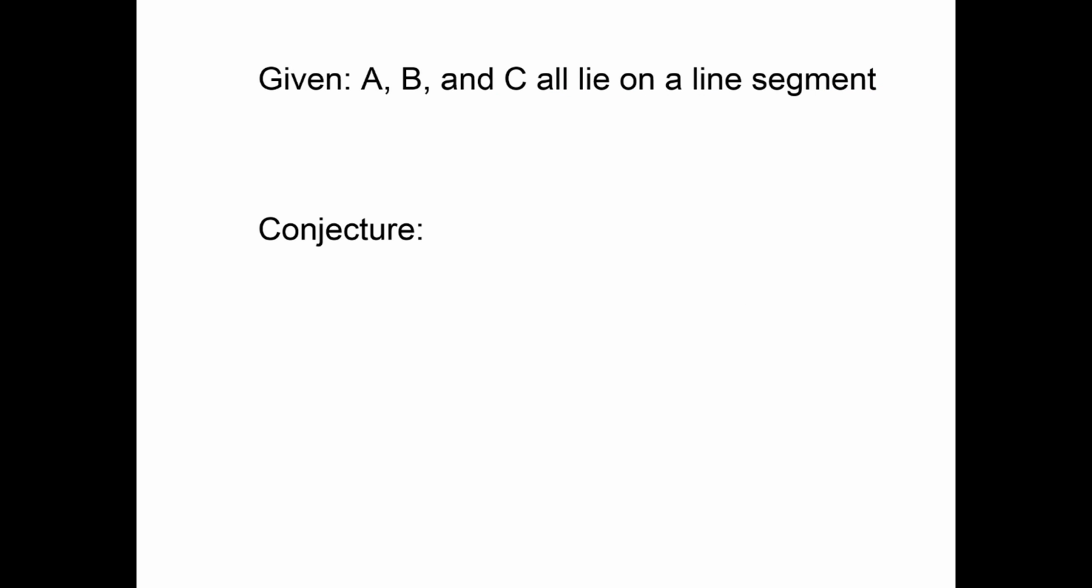So here's our first example. The only information that we are given is that we have points A, B, and C, and they're all on a single line segment. And our conjecture, the only thing we can really say about this, one way we can look at this is if we draw it out. So let's say we have a line segment, and we have our points A, B, and C, and what can we honestly say about these things?